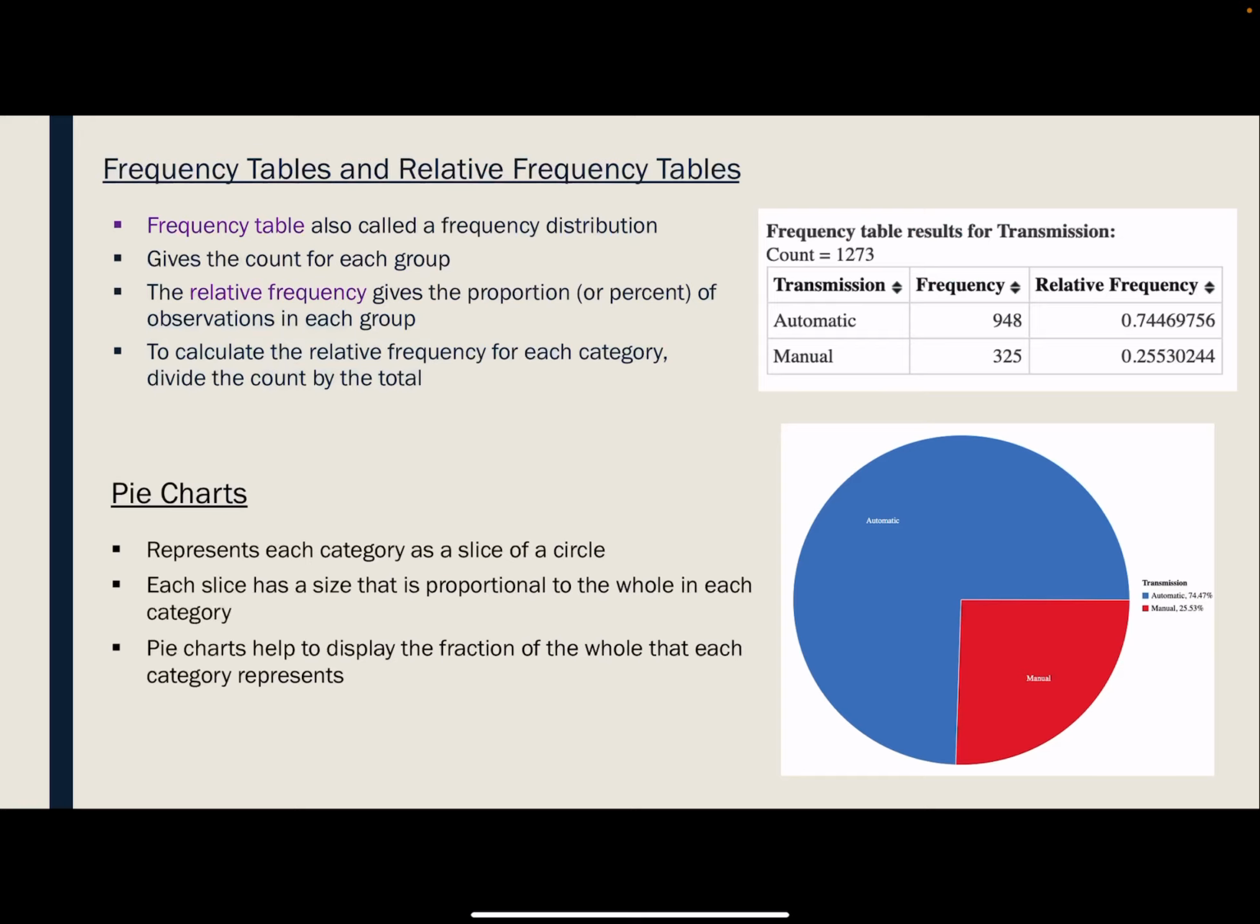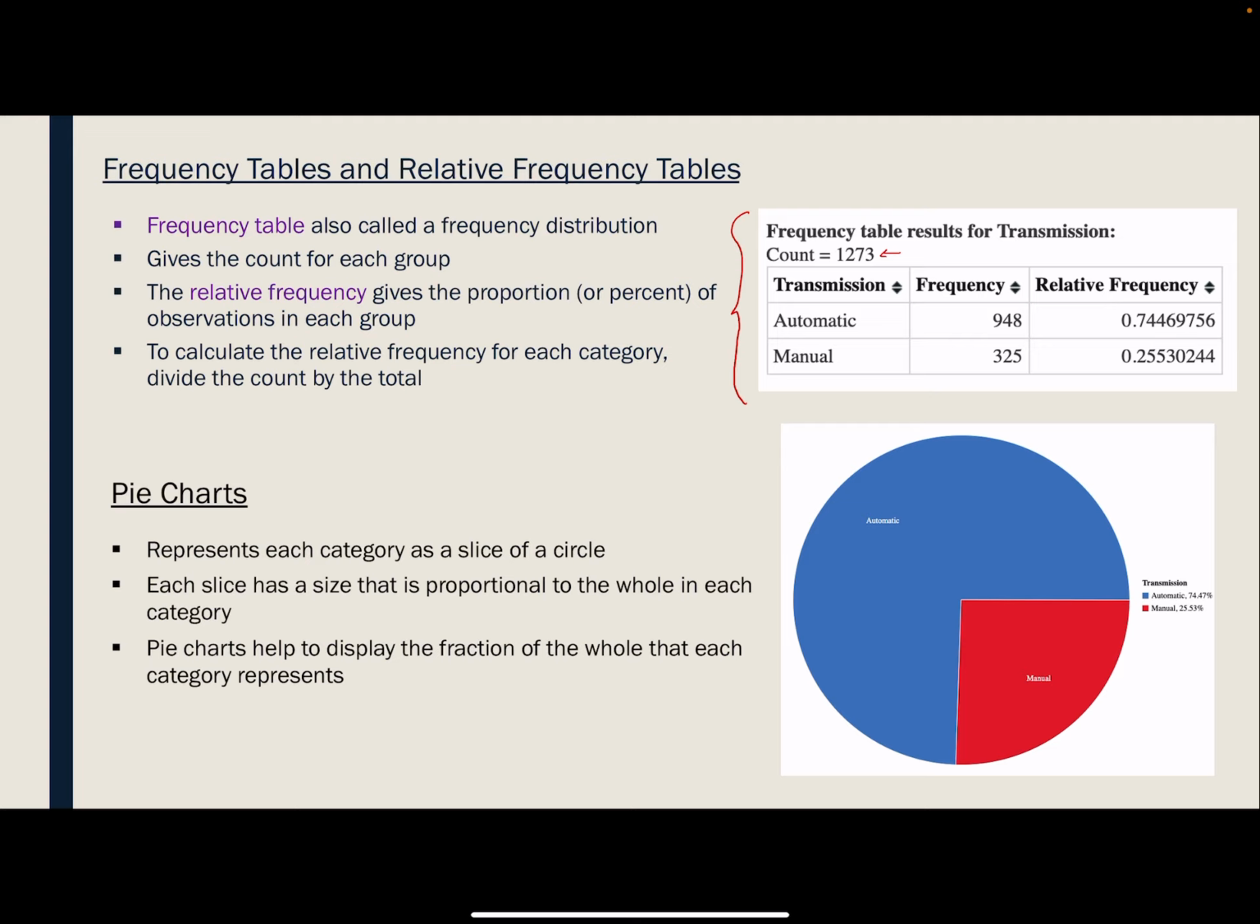I've got a frequency table here that also shows a relative frequency. And in statistics, when we talk about relative frequency, we're talking about a proportion or a percent. When we talk about frequency, we're talking about a count. So if I look at the table and I'm just looking at the frequency, then I'm given the counts. And this variable is the transmission type, and recall that that is qualitative. We had 1,273 individuals, so that's given right here. And of those vehicles, 948 are automatic and 325 are manual.